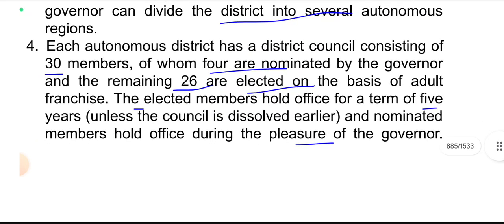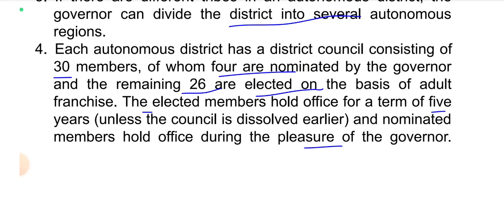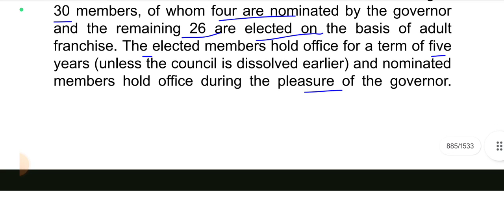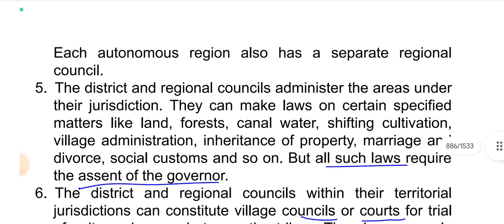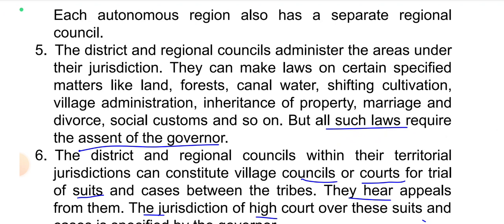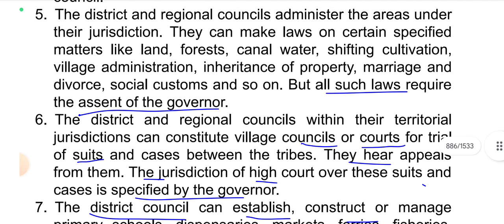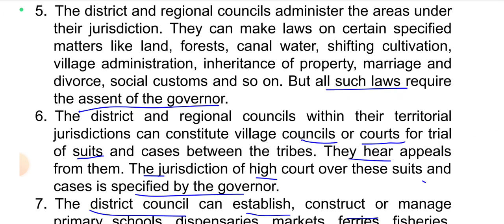Each autonomous district has a district council consisting of 30 members, of whom 4 are nominated by the governor and the remaining 26 are elected on the basis of adult franchise. The elected members hold office for a term of 5 years unless the council is dissolved earlier, and nominated members hold office during the pleasure of the governor. Each autonomous region has also a separate regional council. The district and regional councils administer the areas under their jurisdiction.